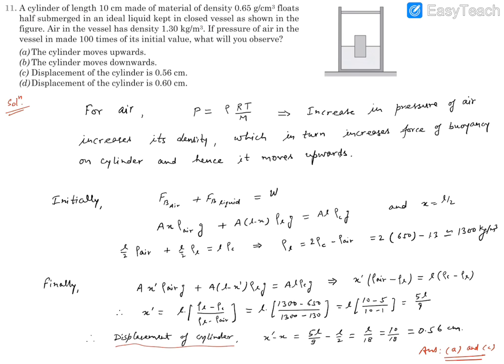Since we need to find the displacement of the cylinder, the final length is x dash and the initial was x, so the change is x dash minus x, which is 5L by 9 minus L by 2. Simplified, it is L by 18. L is 10, so 10 divided by 18 centimeter turns out to be 0.555 centimeter, or we can write it as 0.56 centimeter. Out of options C and D, C matches perfectly. So our final answers are A and C, and that's how it's completed. Thank you.